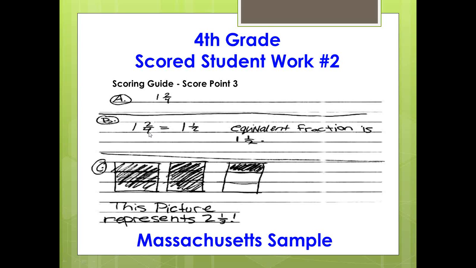On Part B, the same thing. They have 1 2/4 equal to 1 1/2, as the equivalent fraction. Now remember that this was a 4-point rubric, and this student scored 3. They were supposed to create another equivalent fraction for Part B, and this student just took the Part A answer and simplified it. And then on Part C, they did represent 2 1/3 with their own visual model.